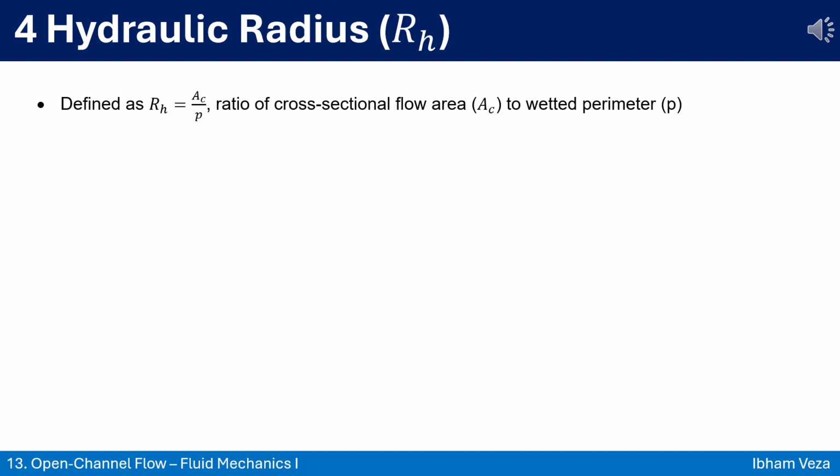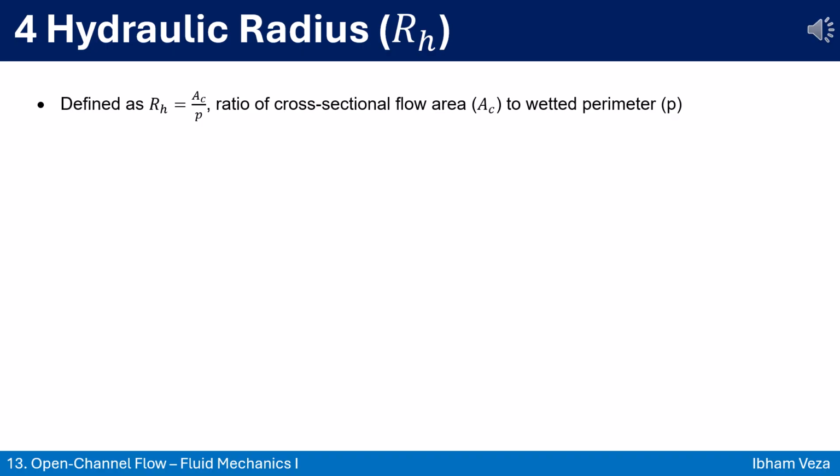Wetted perimeter includes only the part of the boundary in direct contact with the flowing fluid, not the open surface. This makes RH very sensitive to the shape of the channel. For example, circular pipes flowing half full and wide rectangular channels will have very different hydraulic radii, even if their flow areas are the same.